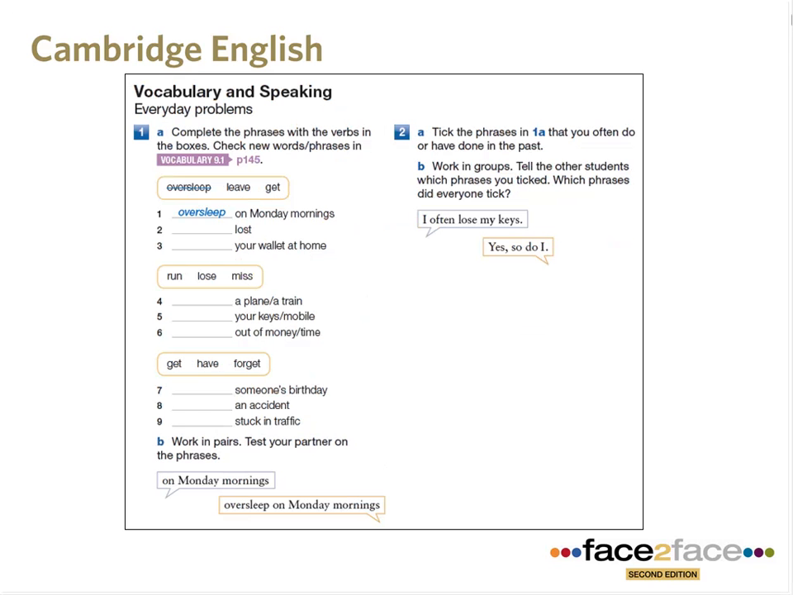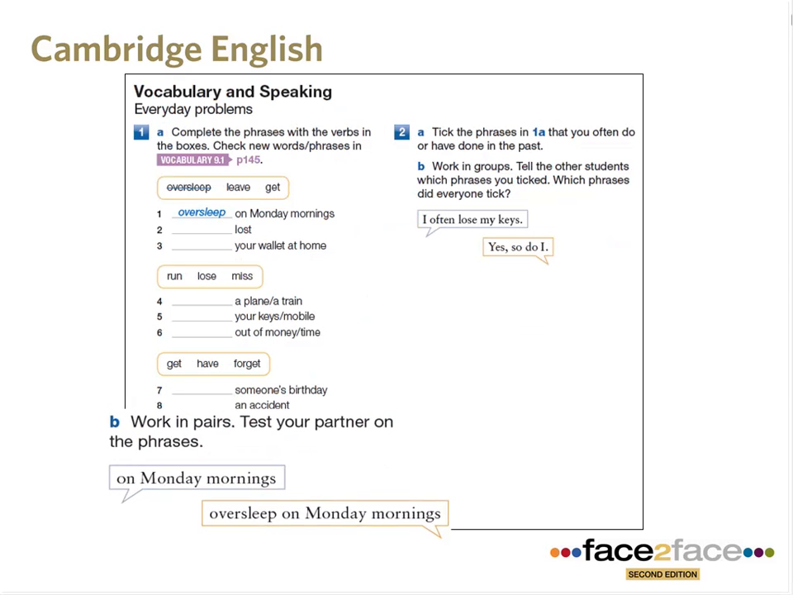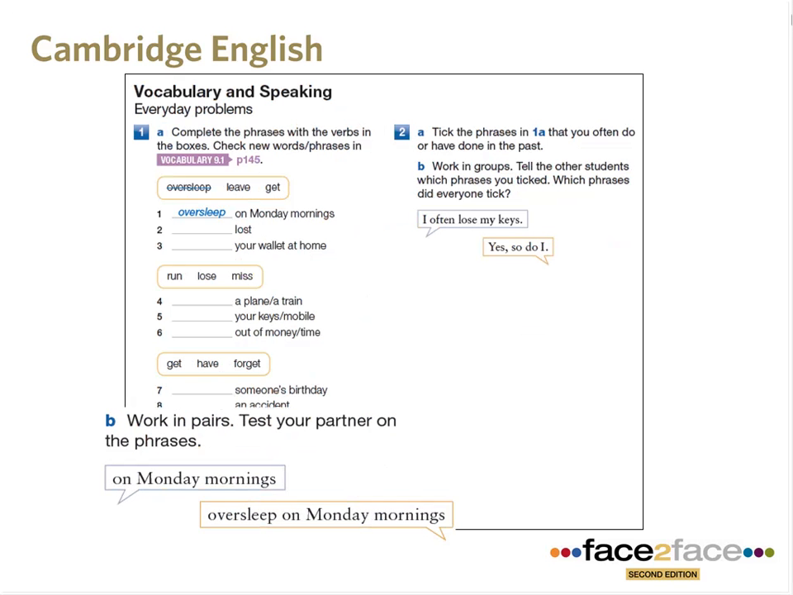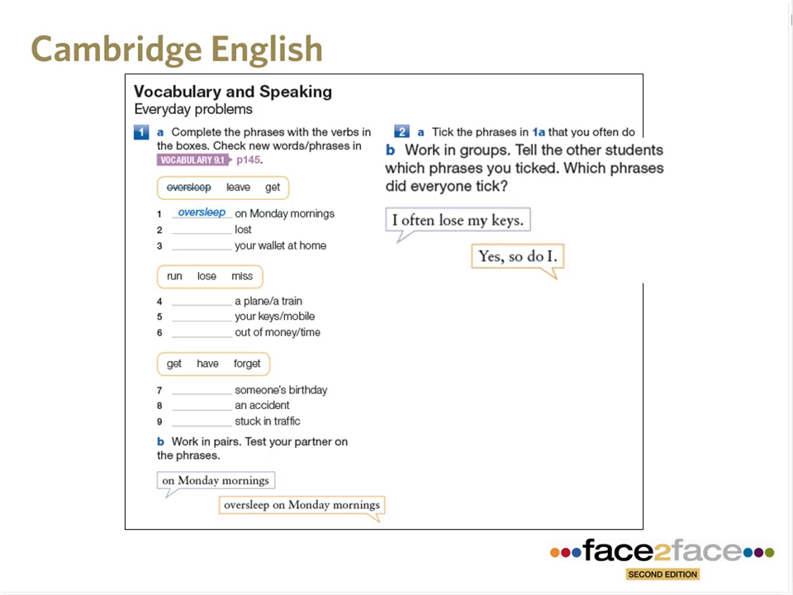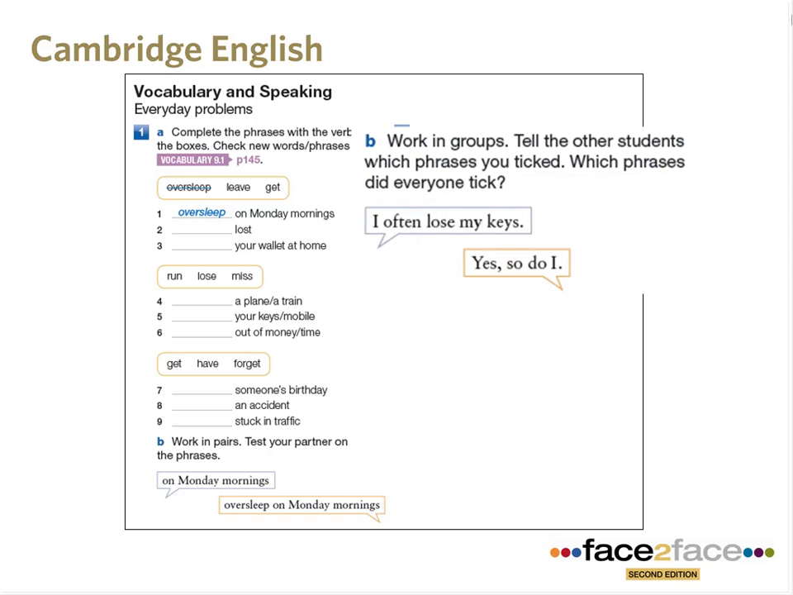With the everyday problems vocabulary, students are first asked to test each other, which helps students store the collocations in their short-term memory. Then they are asked to tick the phrases they often do or have done in the past. This little bit of alone time gives students an opportunity to connect the phrases to their own lives. Then they compare answers in groups. So again, we've got two activities, one quick memory activity and one personalized activity.